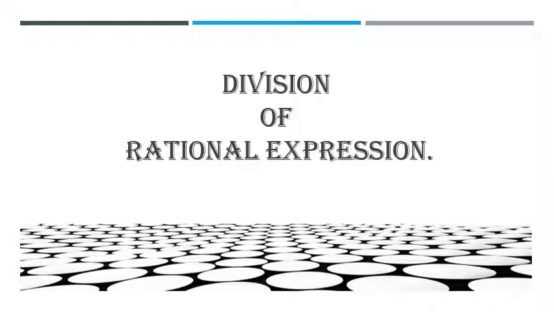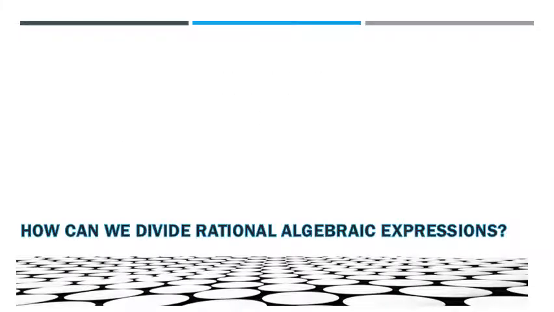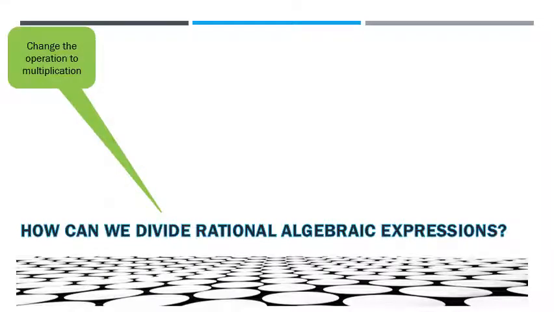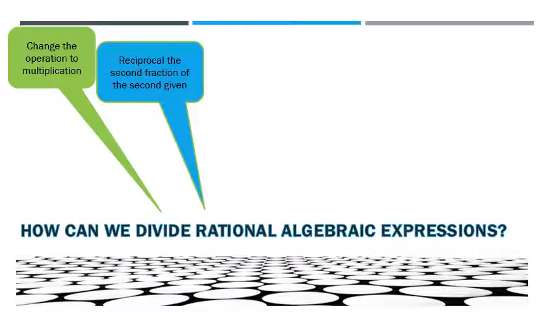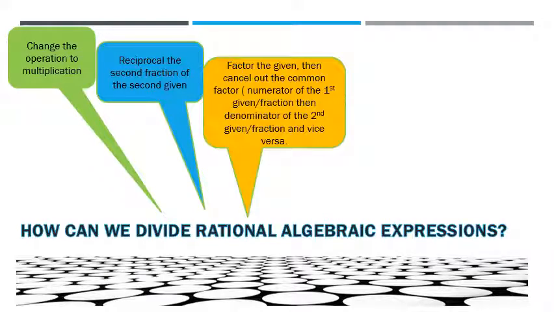Division of rational expressions. How can we divide rational algebraic expressions? First, change the operation to multiplication. Take the reciprocal of the second fraction. Factor the given expressions, then cancel out the common factors.